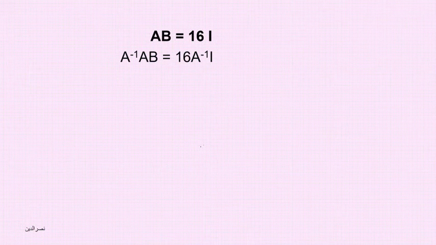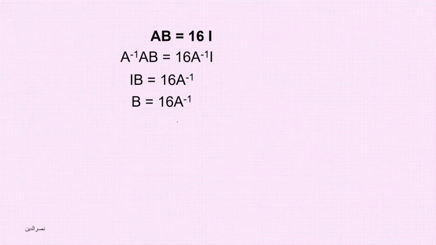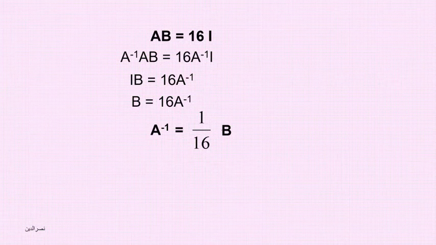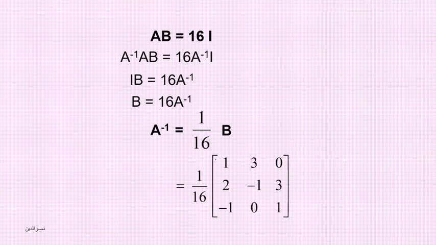Okay, from that one, AB equals Ki, where K is 16. So we need to find A inverse by multiplying both sides by A inverse. So we can get B equal to 16I. So A inverse equals 1 over 16 times B, or B divided by 16. By substituting the matrix of B into this form, you can get the inverse of A.